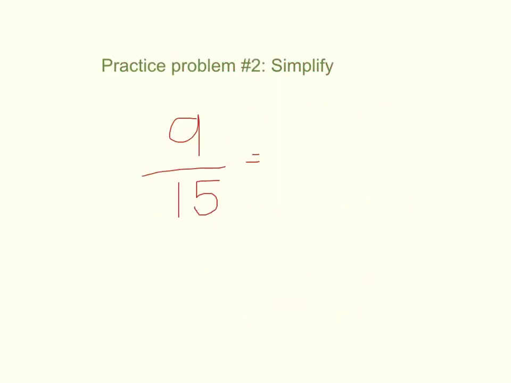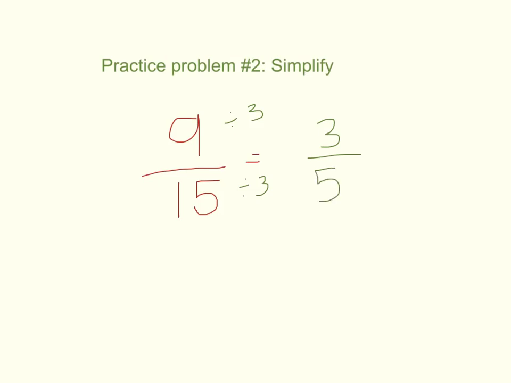Practice problem number 2, simplify. Feel free to pause. In this case, your greatest common factor is going to be 3. 3 is a factor of 9, and it's also a factor of 15. 9 divided by 3 is 3. 15 divided by 3 is 5.